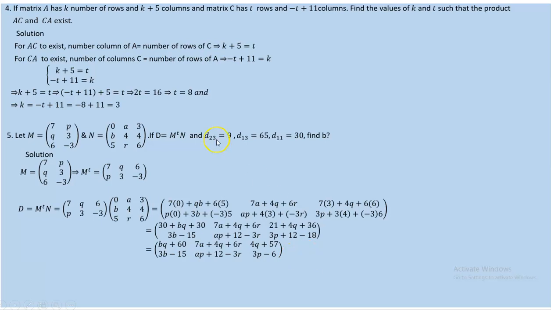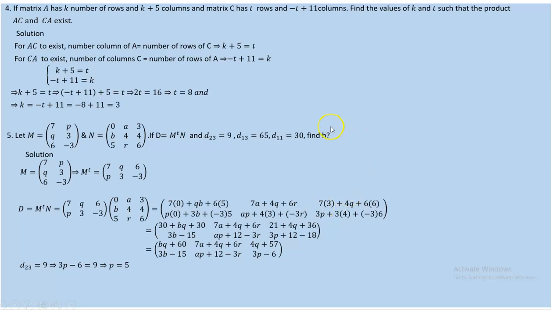Now look here, D23 must be 9. D23 is what, student? The entry obtained at the intersection of the second row and the third column, and that is 3p minus 6. This 3p minus 6 must be the same as 9. So from this, one can easily determine what the value of p is going to be, okay? So p comes 5, as you see. Because 3p minus 6 needs to be 9, moving minus 6 to the right, 15 comes, and divided by 3, 5 follows, okay? So the value of p is 5, so p is already determined.